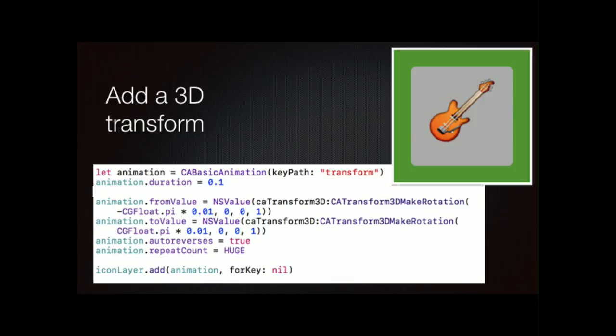Okay. This, I guess, bears a little bit of time. All rotations in layers are done in 3D space. The layer space is a three-dimensionally organized space of two-dimensional layers.